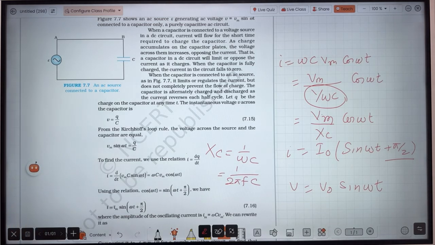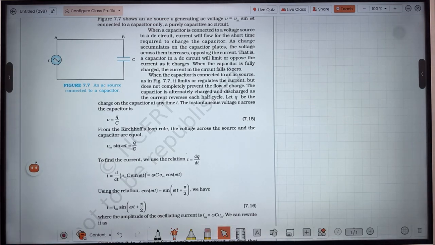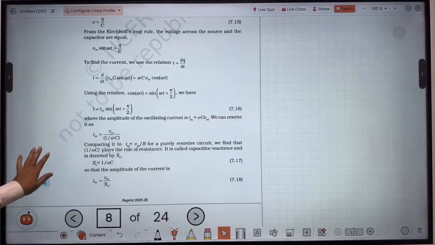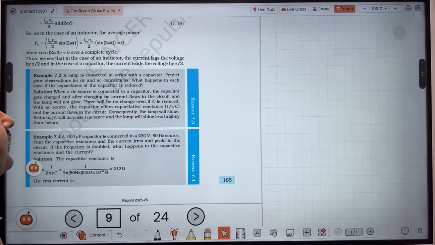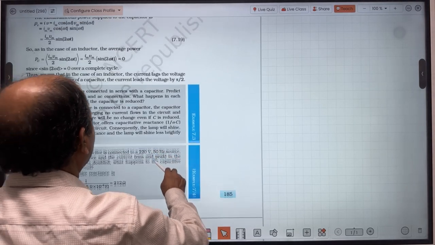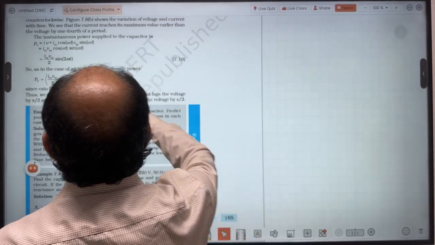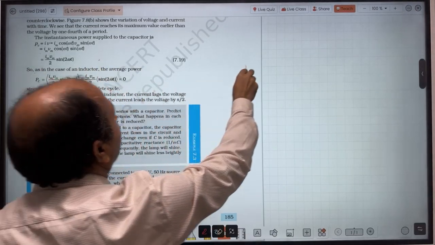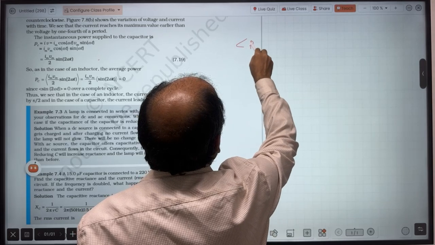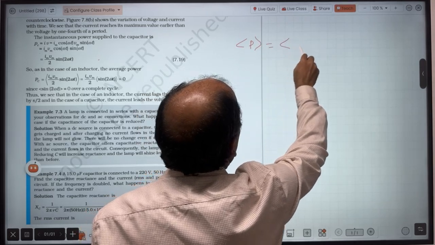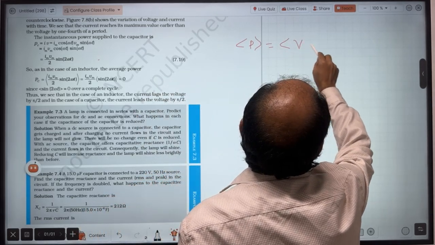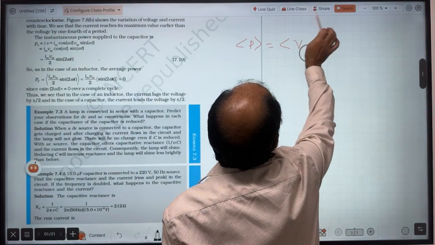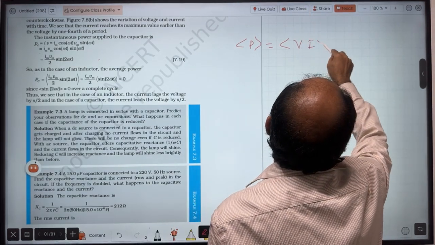Correct? So the thing is clear. Now here also we will try to find out the average power consumed, and this will also be 0. So let's see how. Average power consumed, P average, equals V_RMS times I, average.